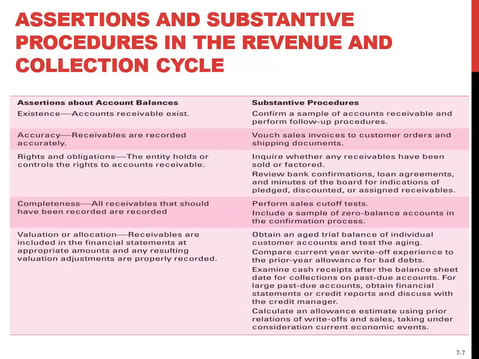Another thing you can do is include a sample of zero balances in your confirmation, right? So from your accounts receivable subledger, you could just send to the customer a request to confirm their account balance as of 12/31. And if the customer comes back and basically says, oh yeah, we owe $500, but the client is saying it's zero, that means you would follow up on that, and maybe the client forgot to record an accounts receivable. So you could do that as well.